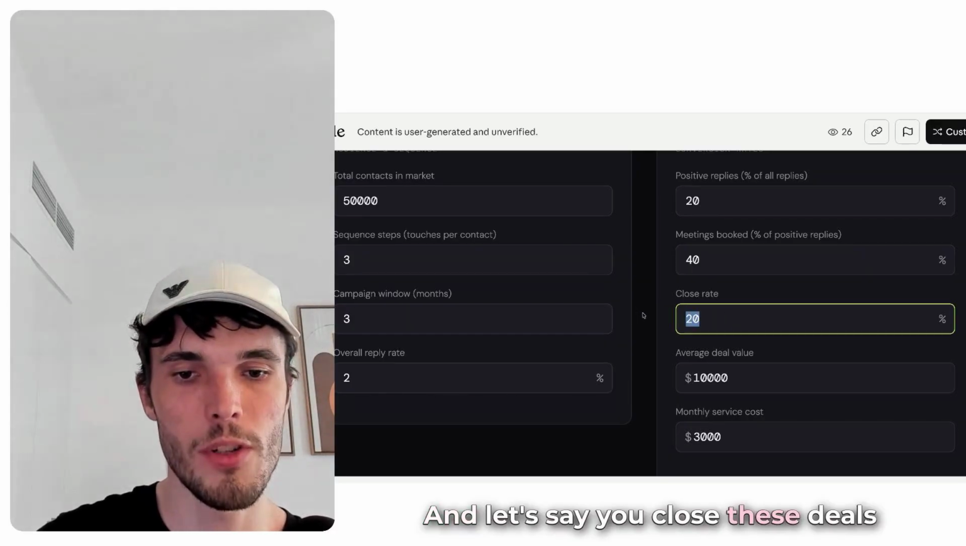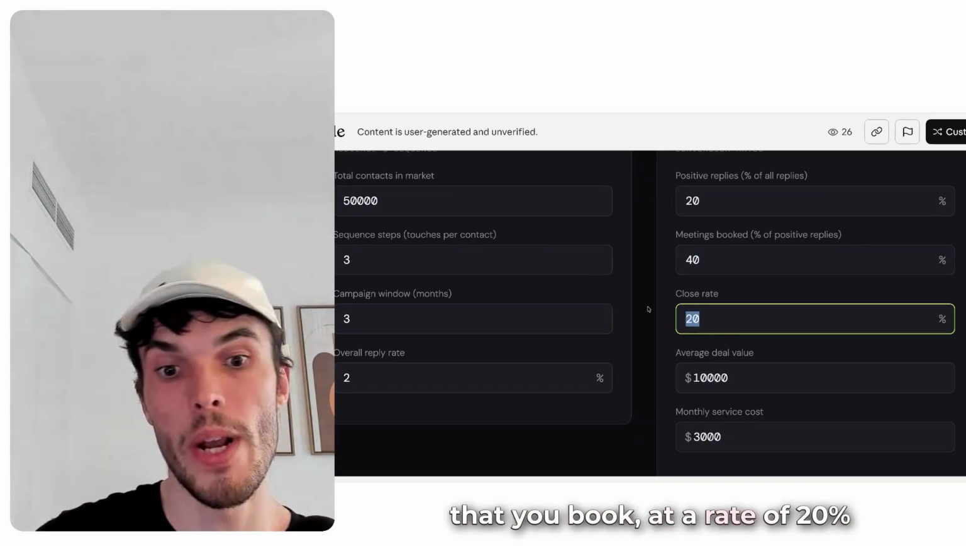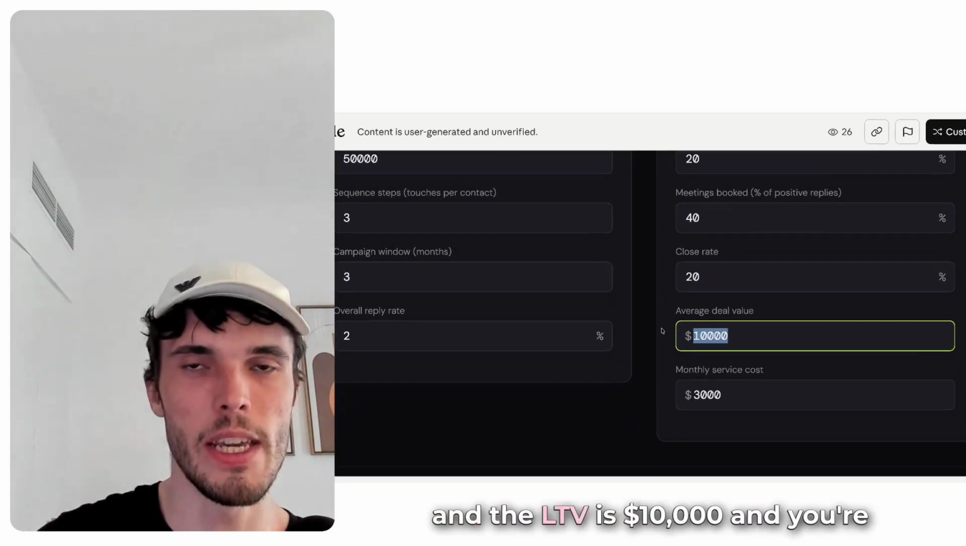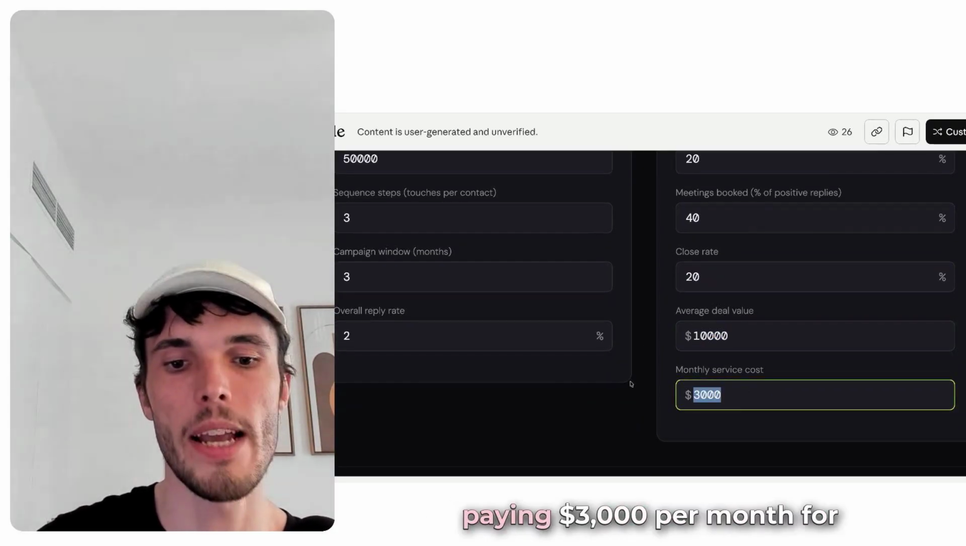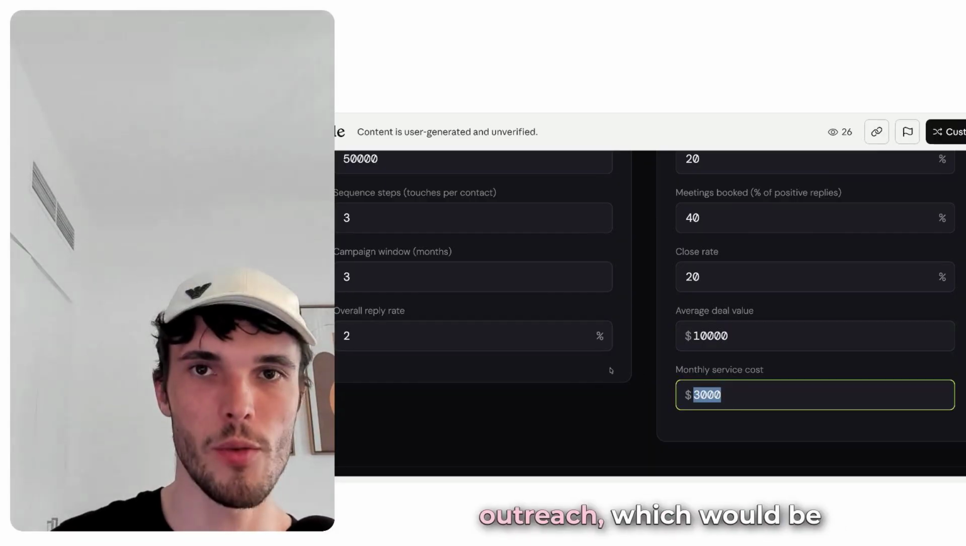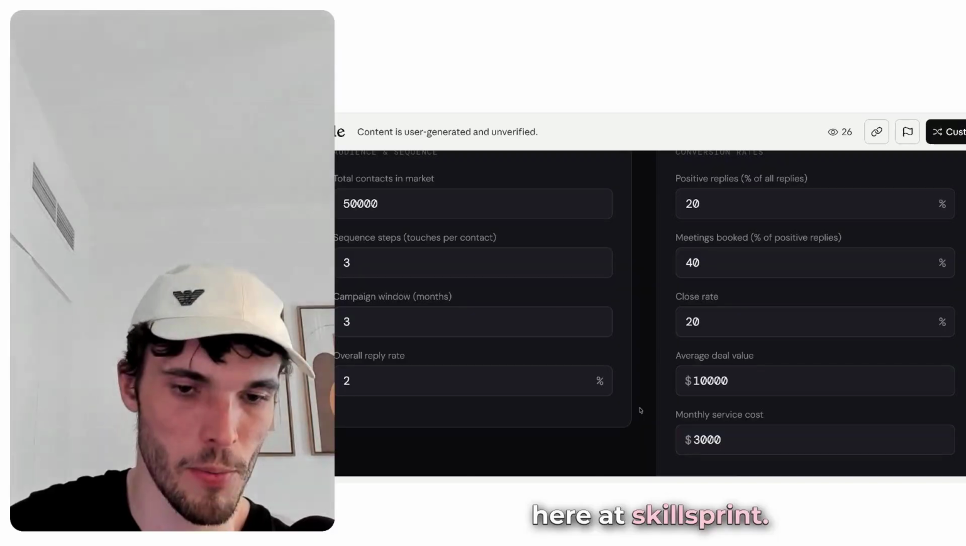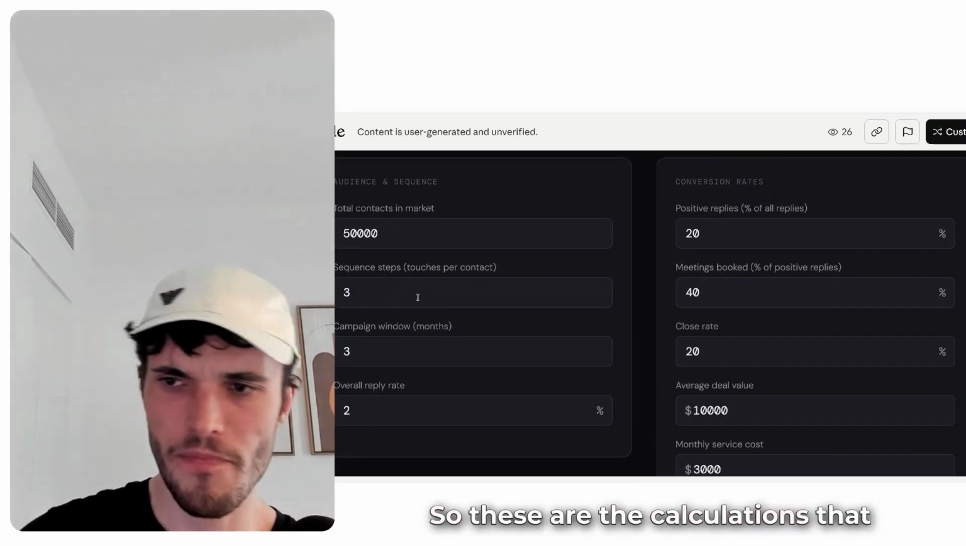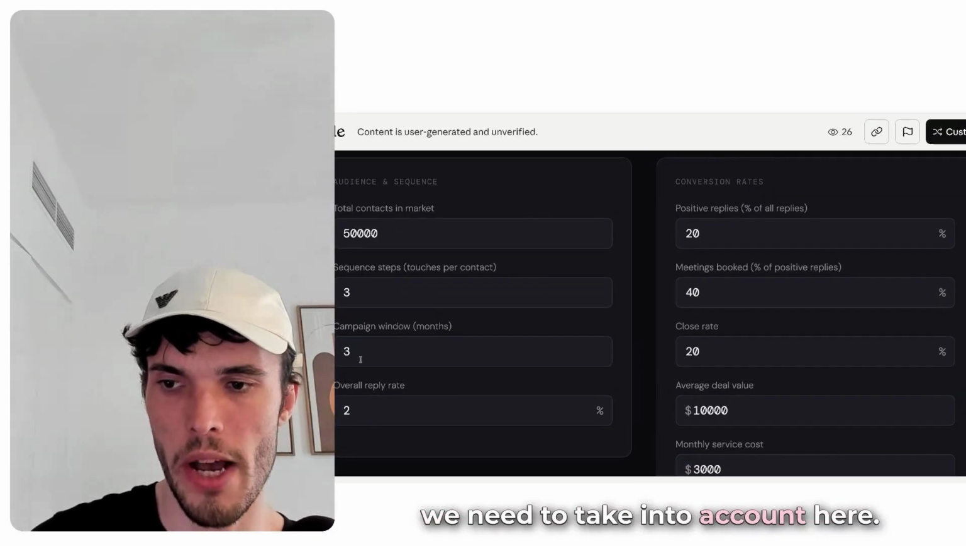And let's say you close the deals that you book at a rate of 20%, and the LTV is $10,000, and you're paying $3,000 per month for outreach, which would approximately be the price you pay here at Scalesprint. So these are the calculations that we need to take into account here.